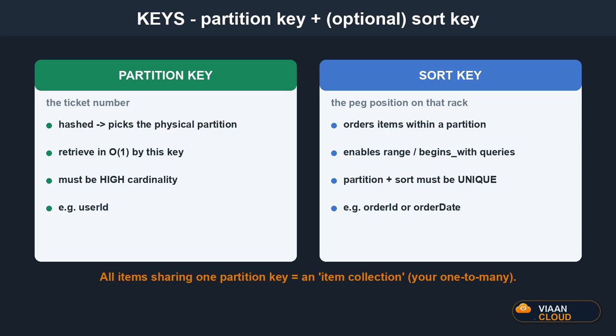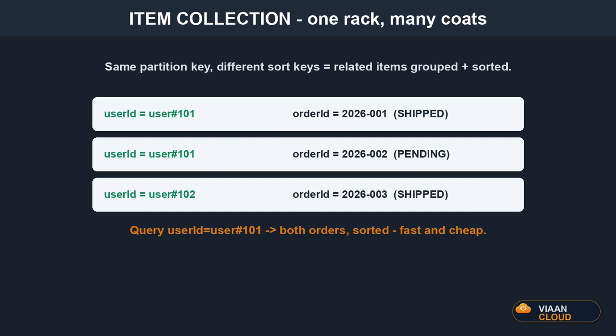That composite key is how you model relationships. That combination gives you the item collection, all the coats on one rack. Every item that shares a partition key sits together, ordered by the sort key. So all of user 101's orders share that user ID and differ by order ID. Now a single query by that user ID returns all their orders, already sorted, in one fast, cheap call. That's how DynamoDB models one-to-many relationships without any joins. You co-locate related items under the same partition key.